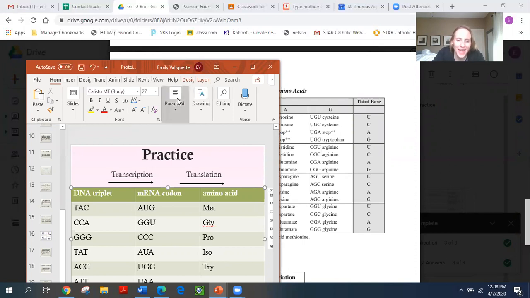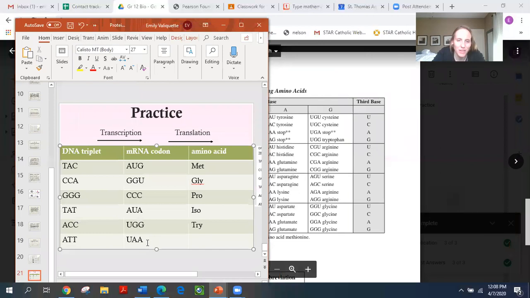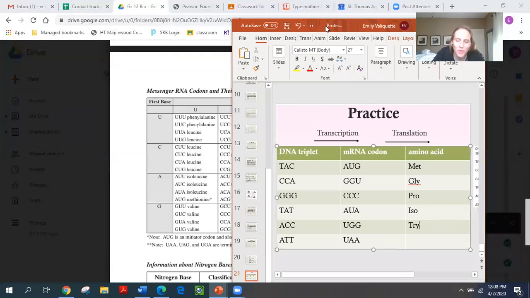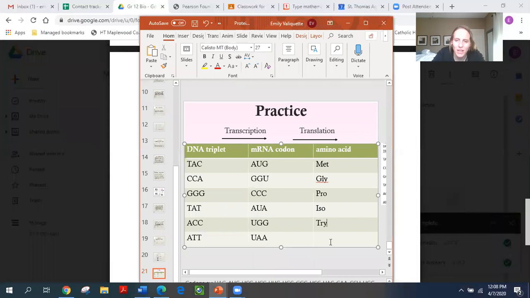And then UAA, which is the one at the bottom here. UAA is actually special. Actually right here, UAA is a stop codon or a terminator codon. So it doesn't actually code for an amino acid, it just says that we've reached the end of our mRNA. Okay, so that's the answers that you should get for that.